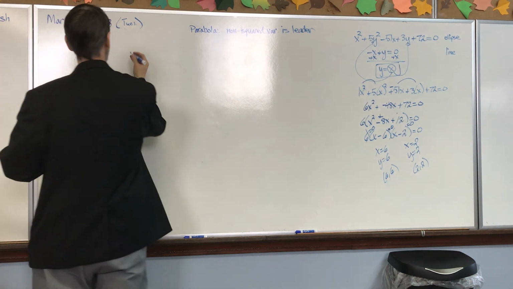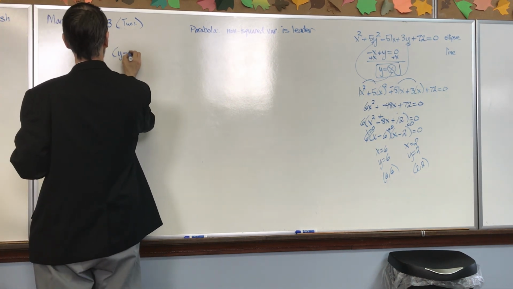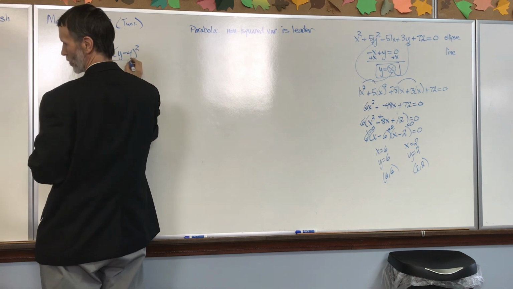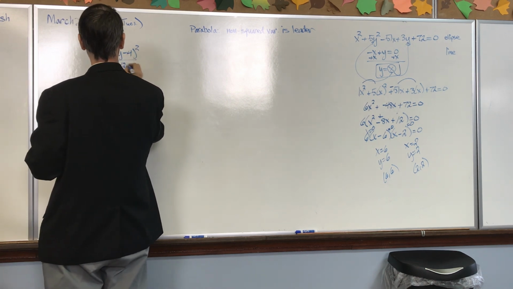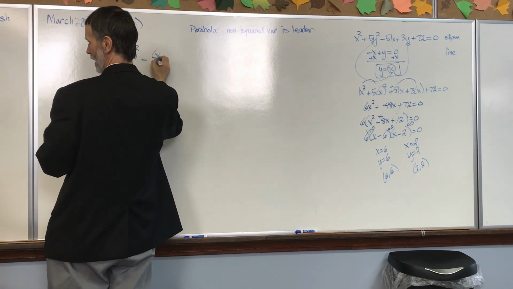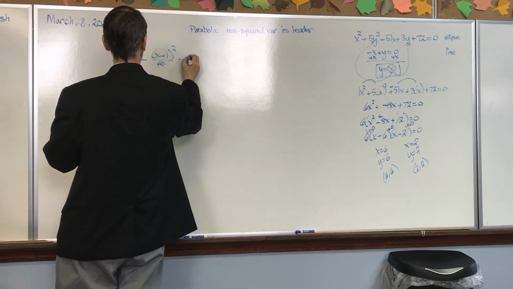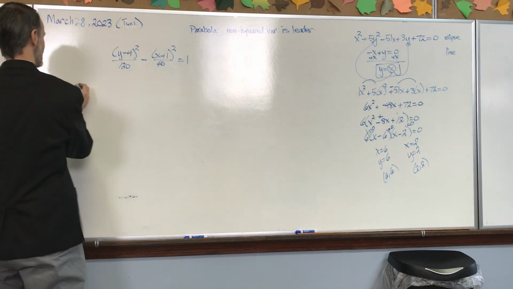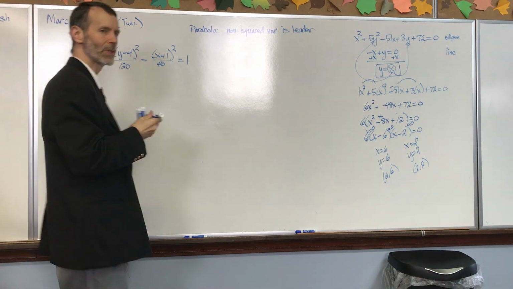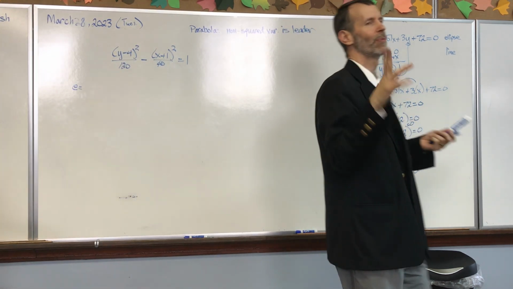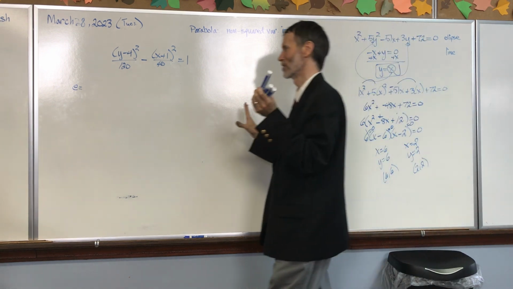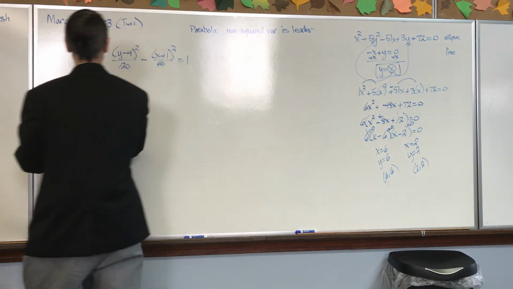So we've got (y minus 4) squared over 120 minus (x plus 1) squared over 40 equals 1. Now all they want is the eccentricity. Eccentricity of a circle is 0 and a parabola is 1. You don't need formulas for that. Everything else is c over a.